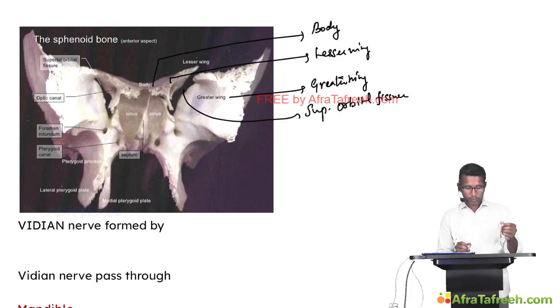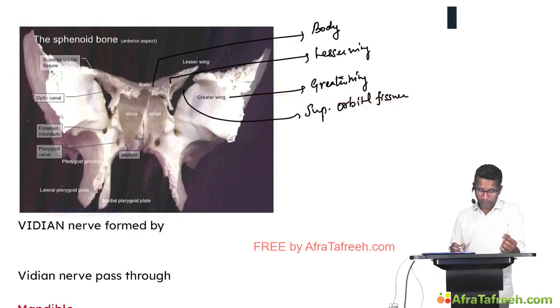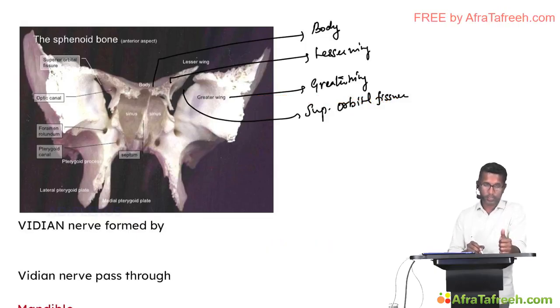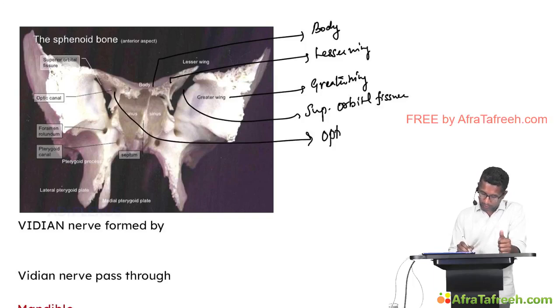This superior orbital fissure transmits a lot of structures. We'll discuss that in a short while. Now what you see here are the two processes of the lesser wing. The two processes of the lesser wing enclose a canal. This is called the optic canal.